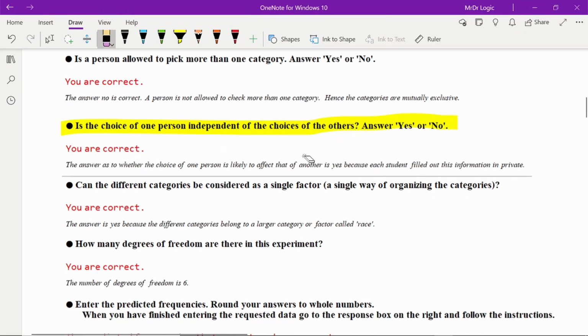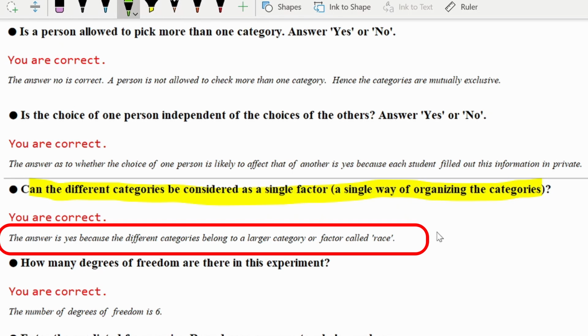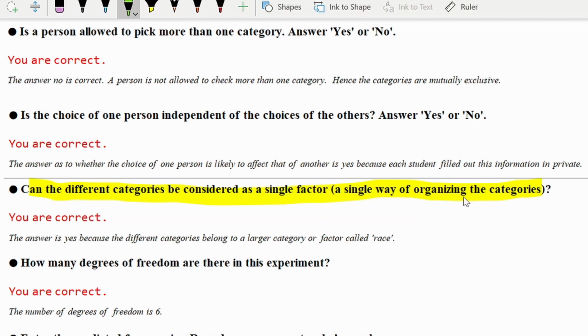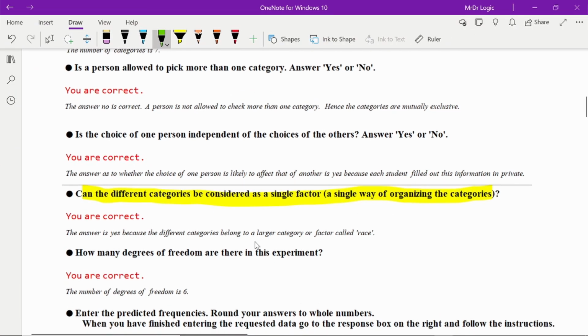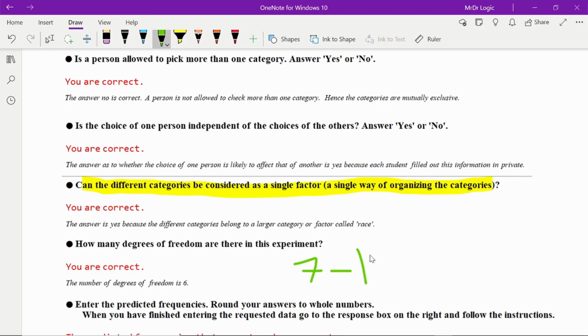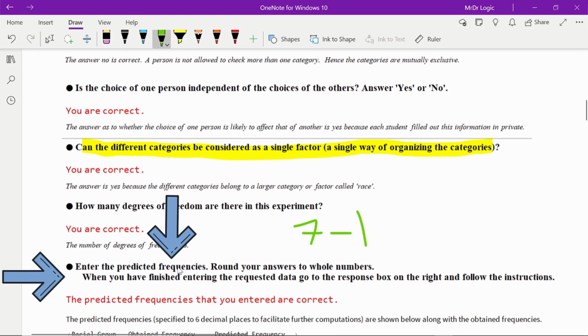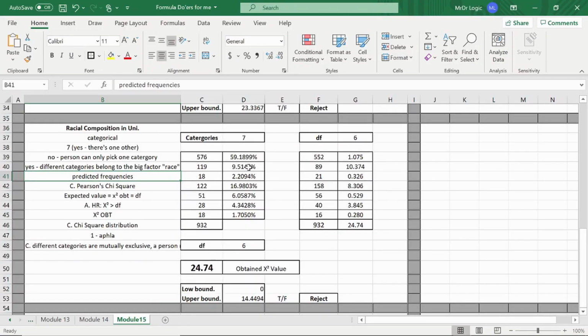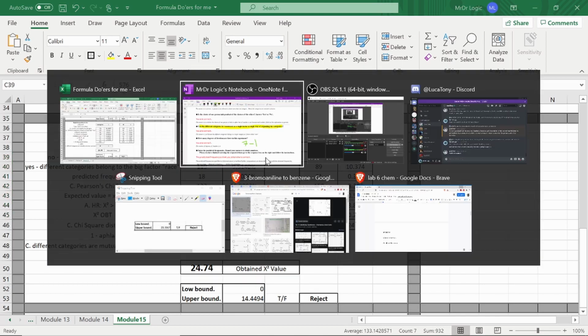Then if we continue down, can the different categories be considered a single factor, a way of organizing them? The correct answer here is yes, because it is in fact a single factor. There's nothing else being accounted for besides their race. For the degrees of freedom in this experiment, it's simple: 7 minus 1, which is 6. And then enter the predicted frequencies. Okay, this is where it should get wild. As you can see here, these are the obtained values that we were given.